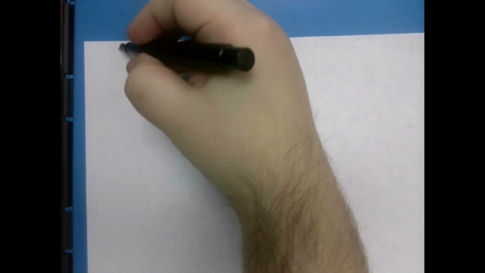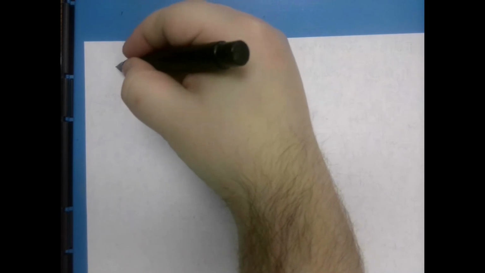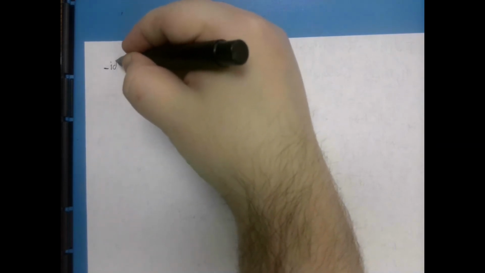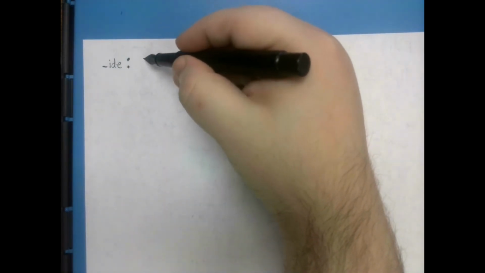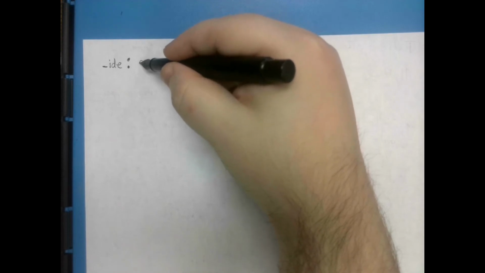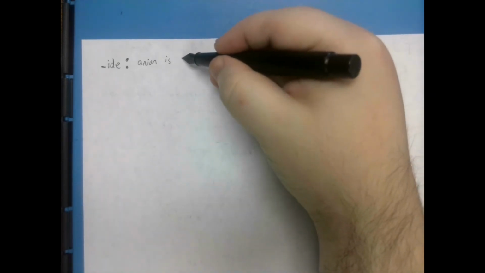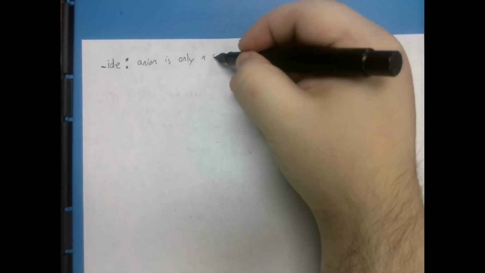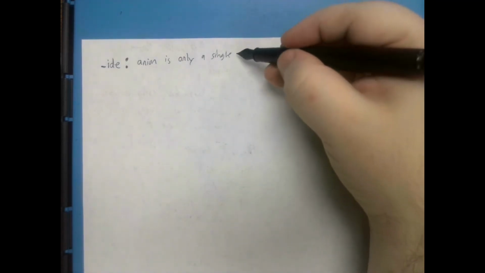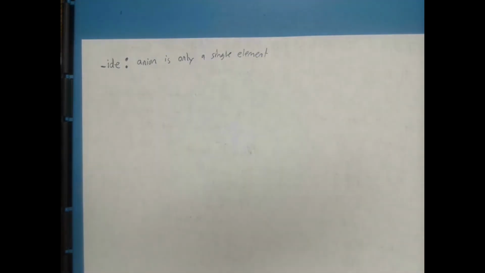So when is the ending -ide used? It's used for a negative charge ion, when the anion is only a single atom or a single element. Not atom, because there can be more than one of the same type.